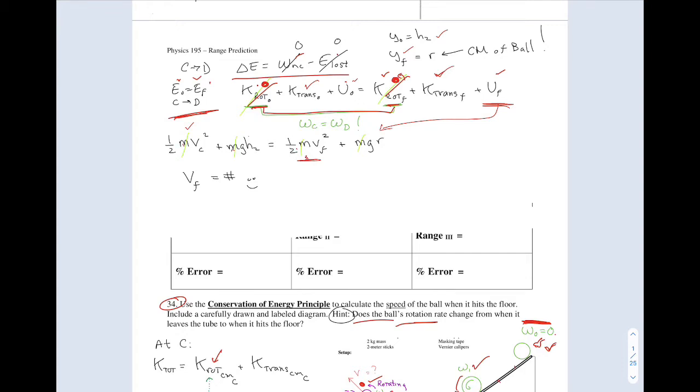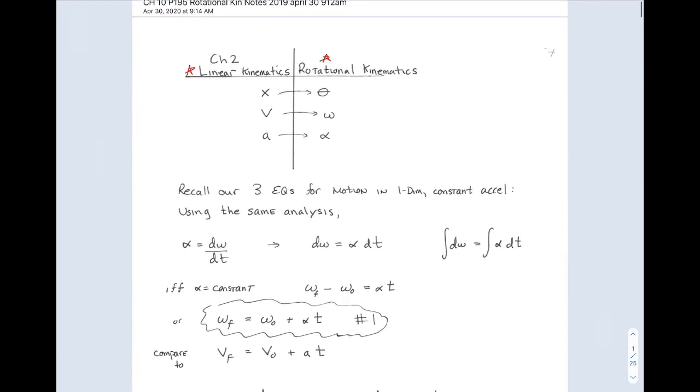So masses cancel, and then you can calculate the final speed of the ball. And remember, for the speed when it leaves, you're using speed number 3 from the lab, because that was your most reliable. Okay, all right. So back to this.